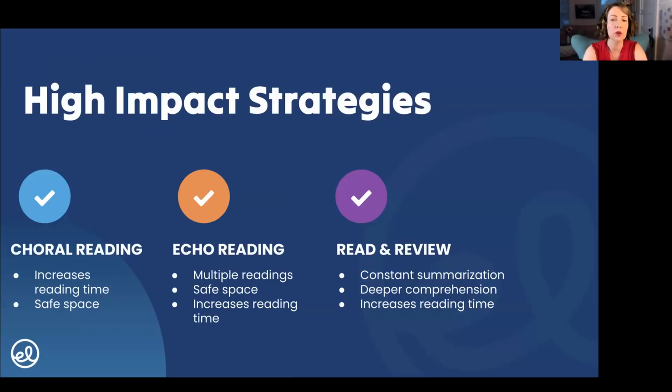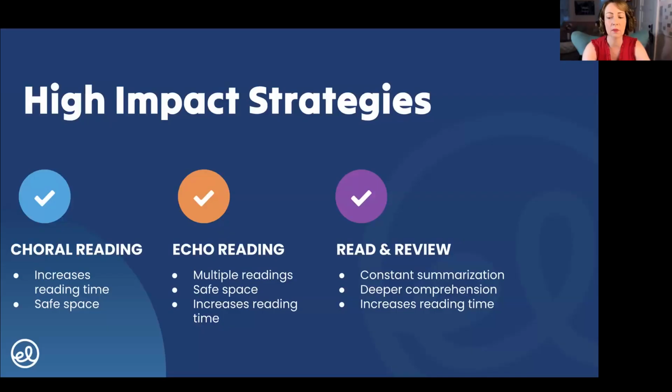I want to show you a few of the high impact strategies, meaning these are some of the best strategies. There's 1,000 strategies in the world. I want to show you the best ones. These are ones that I would encourage you to do on a daily basis for choral reading and a weekly basis for the others. Choral reading means we're all reading out loud simultaneously.